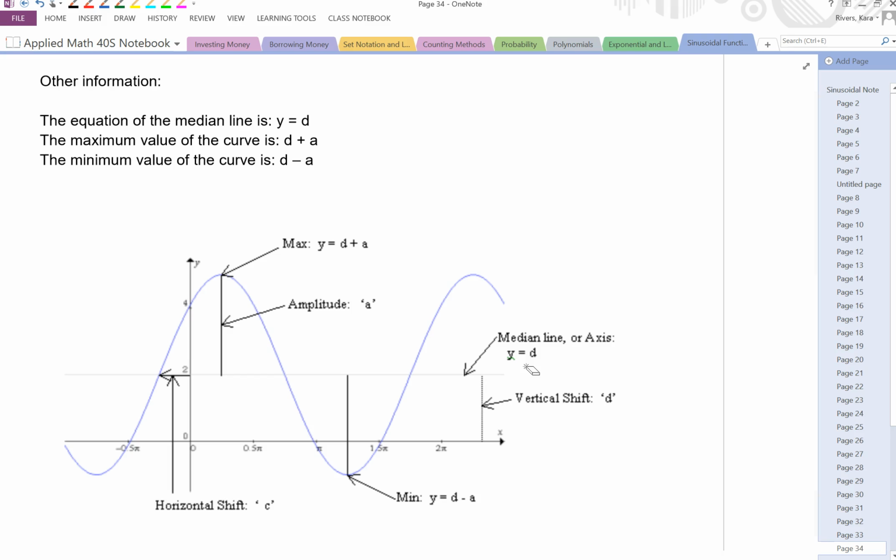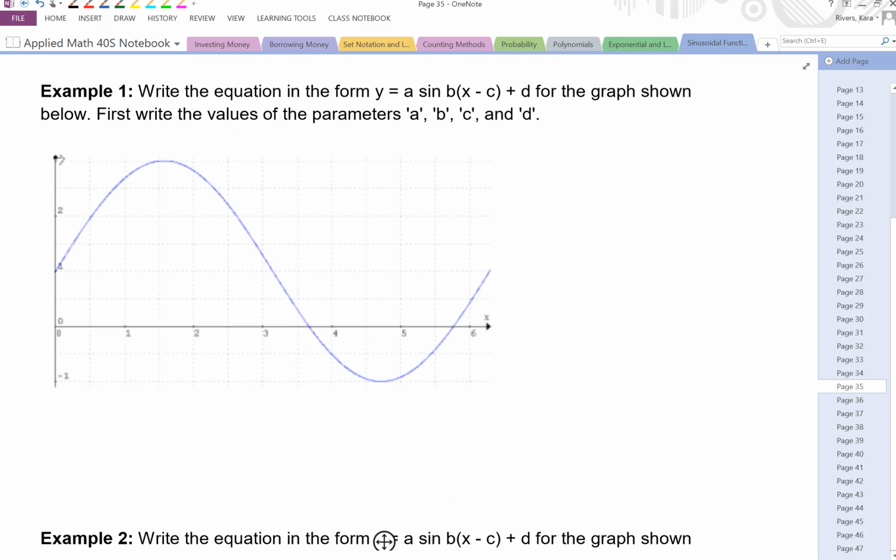All right, let's take a look at the first example and apply this. Example 1. Write the equation in the form y equals A sine B times x minus C plus D for the graph shown below. First, write the values of the parameters A, B, C, and D. For our A value, our amplitude, just to write out our equation, is our max minus our min, all divided by 2. So we have to identify our maximum and our minimum points. Looking at my graph here, it appears that my maximum is 3. My minimum is -1.